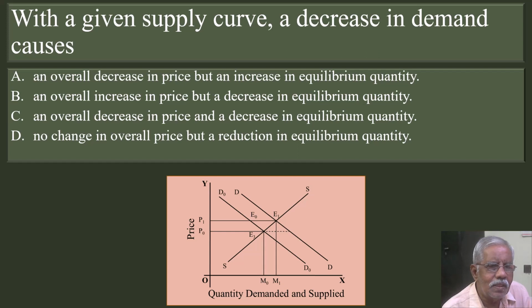Then look for this option. The third option is absolutely right. An overall decrease in price and a decrease in equilibrium quantity. We shall move on to the next question. In the next question, I have made only a small change in the question. Otherwise, the question is more or less the same like this one. Now listen.